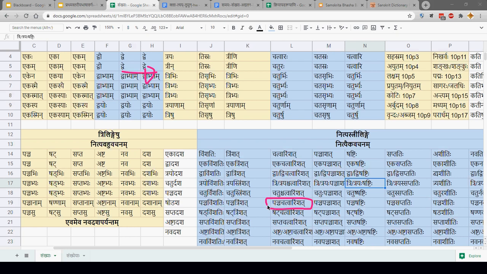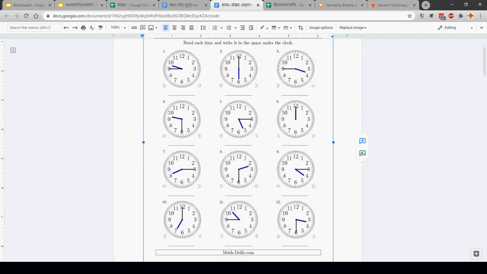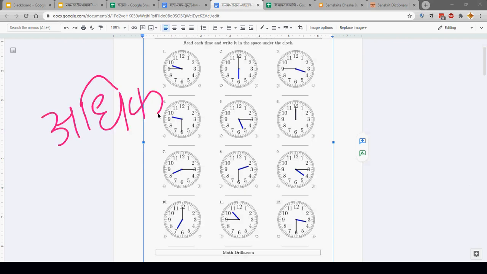Technically we can say 9:45, 45 after 9. So we can say like that. Pancha Chatvarimshat is 45. Pancha Chatvarimshat Adhika. Adhika means over. Pancha Chatvarimshat Adhika Navavadanam. We can say that. First we use Pancha Chatvarimshat, then Adhika Navavadanam.